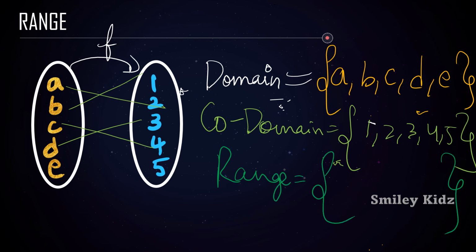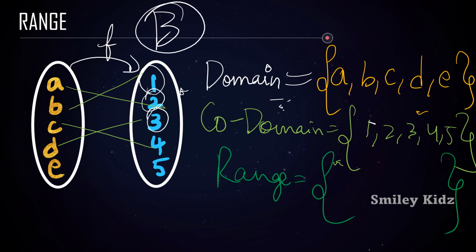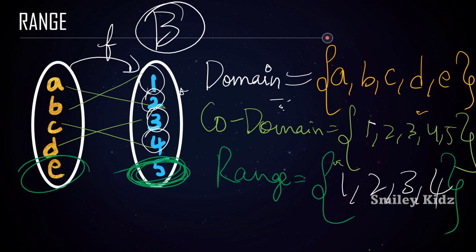Now I'll ask you what range is. Now don't wonder. Let me tell you what range is. All the elements in B. I'm only talking about set B, everybody. All the elements in B which are mapped with A are range. That means 1, 2, 3, 4 have successfully found out their pair. So 1, 2, 3, 4 is the range. Now why not 5? Why not E over here? Well, 5 is not mapped.